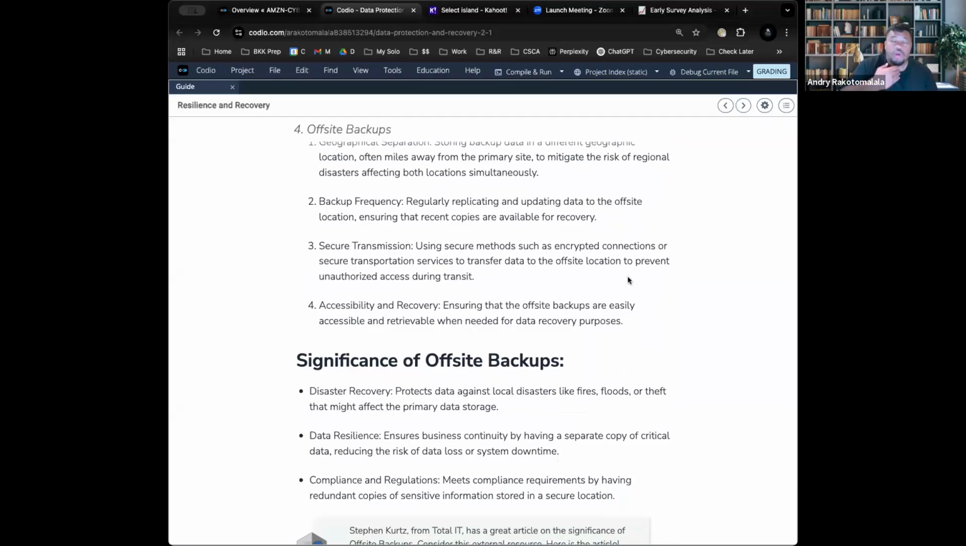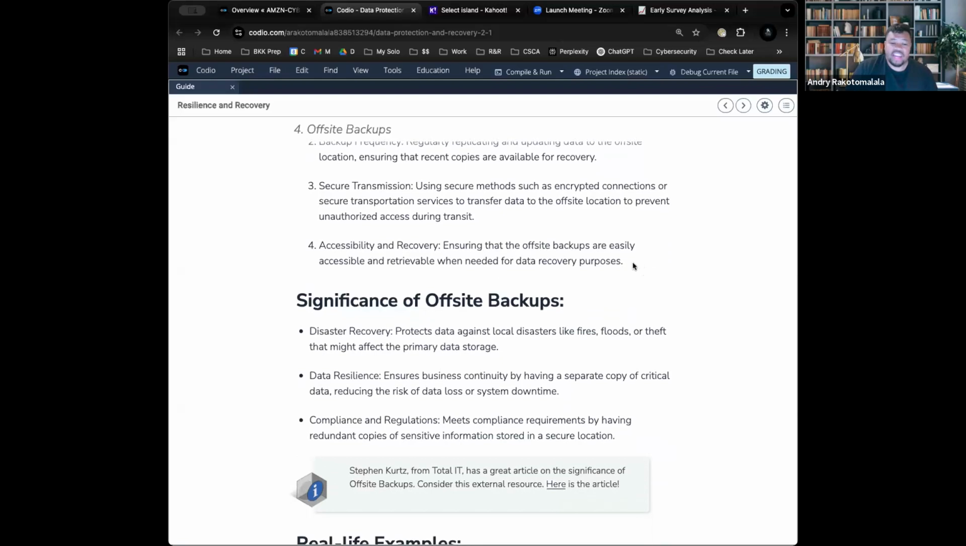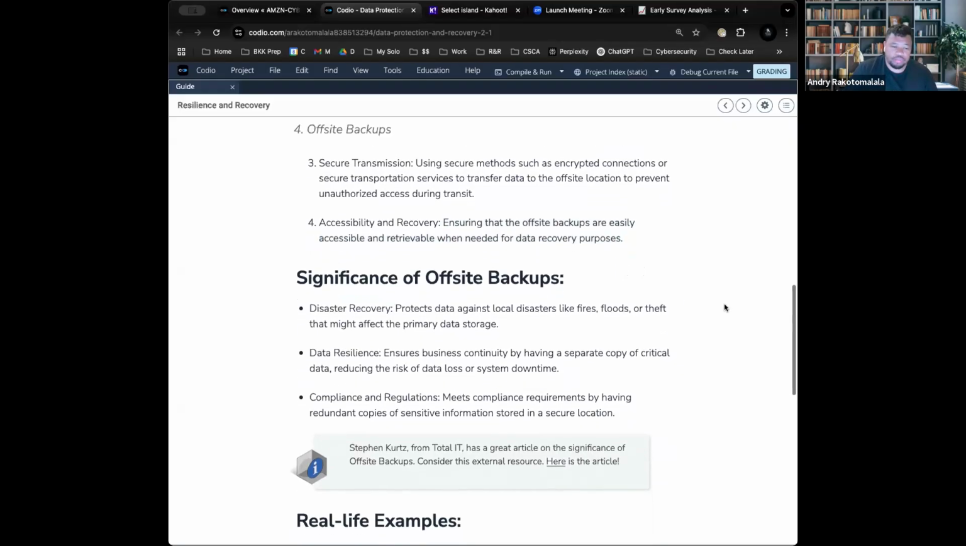As I mentioned, when you are creating those backups, if you're sending them to another building, you have to make sure to send them securely, which means you have to encrypt those connections, do it through a VPN, and make sure that it doesn't get accessed in transit. And then the last one is accessibility and recovery. The entire goal of these offsite backups and resilience in general is to get everything up and running as quickly as possible. So typically you would want an easy way to get to these backups and retrieve them and bring them back online, which is why cloud services are so popular. We'll talk about that later on.